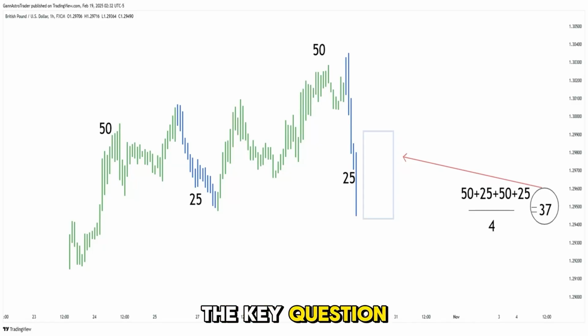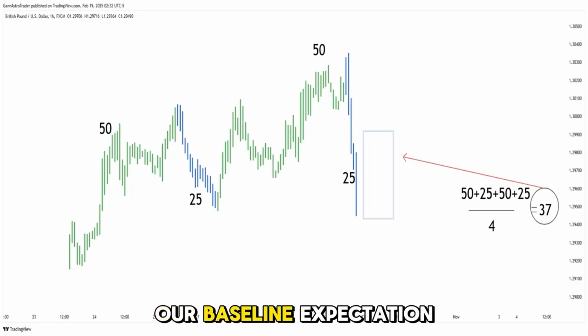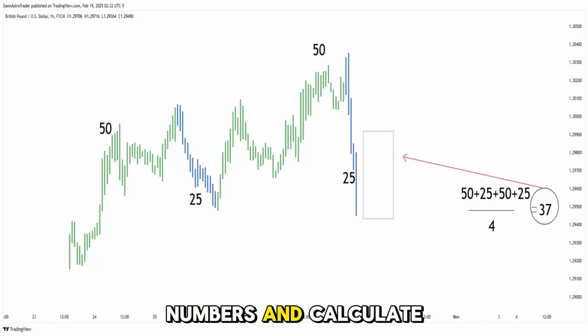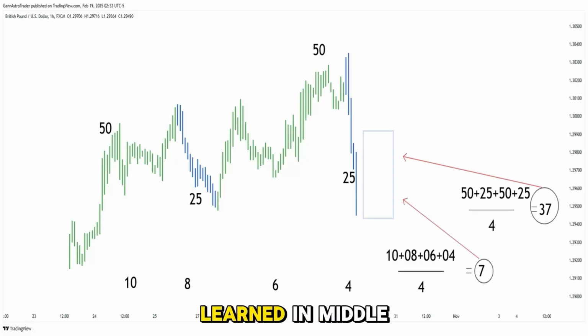Now, we ask the key question, what's the average bullish run? In this case, we see that each bullish push goes up by around 50. That gives us our baseline expectation for future moves. But where do we make the most money? To answer that, we take our numbers and calculate an average. This isn't complicated, it's basic math, something we all learned in middle school. We add up the bullish runs and pullbacks, divide by the number of instances, and get an average projection. That number is crucial because it tells us what we should expect in future price movements. This projection gives us an idea of how far price is likely to go.